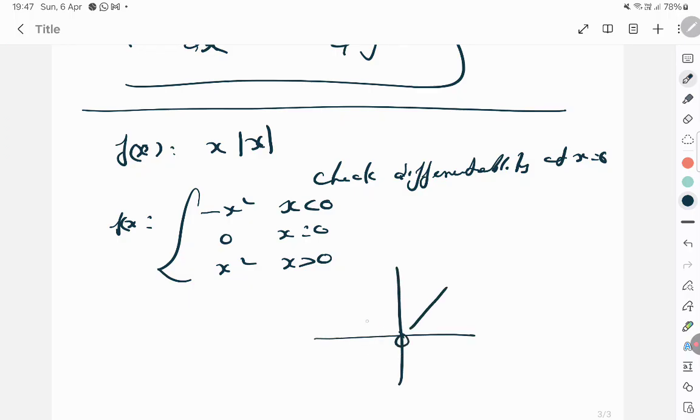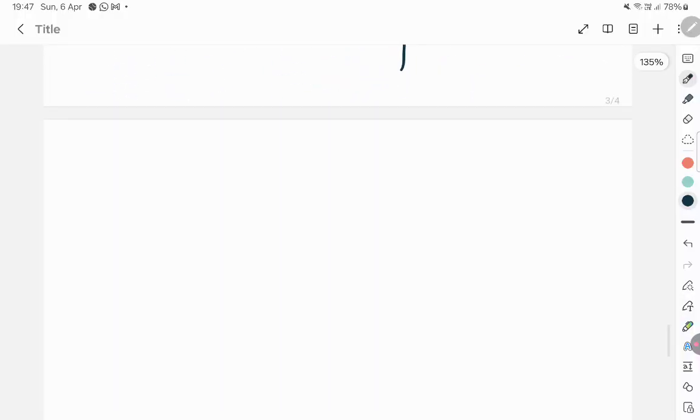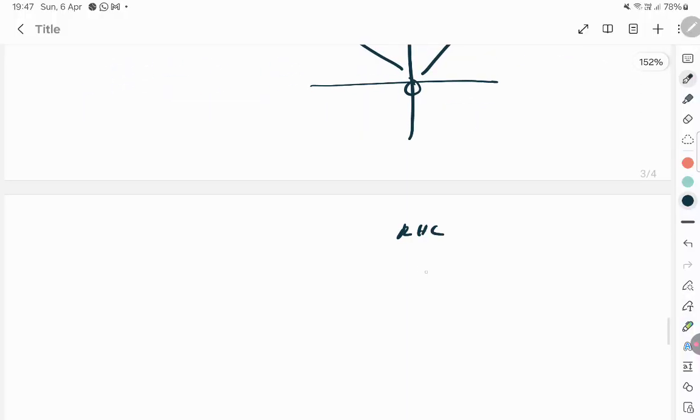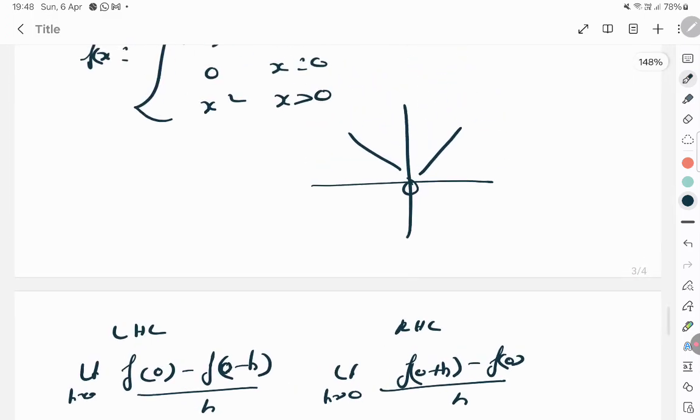Let's check differentiability at 0, similar to what we did. You approach 0 from the right and 0 from the left, and you know the formulas. The right hand limit is f of 0 plus h minus f of 0 by h. The left hand limit is f of 0 minus f of 0 minus h by h. In both places the limit is h tends to 0. What is the formula for f of 0?